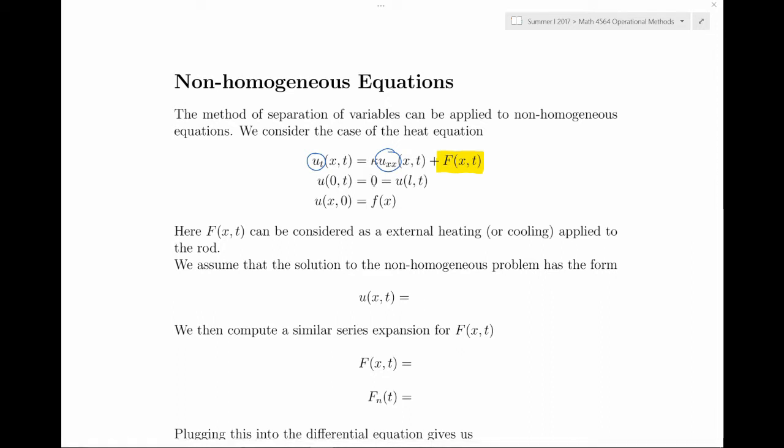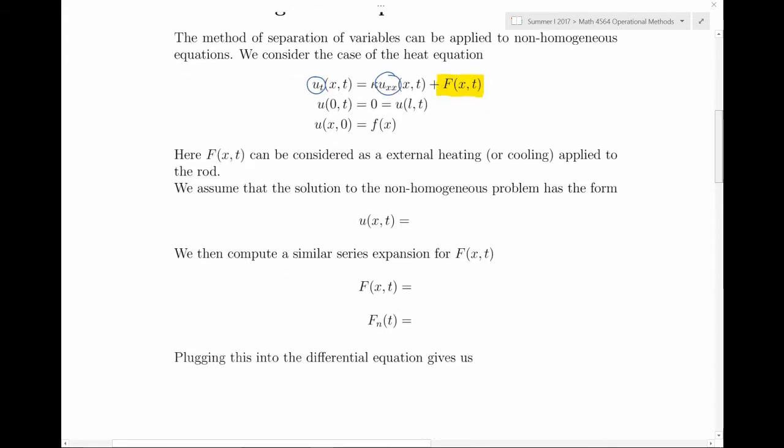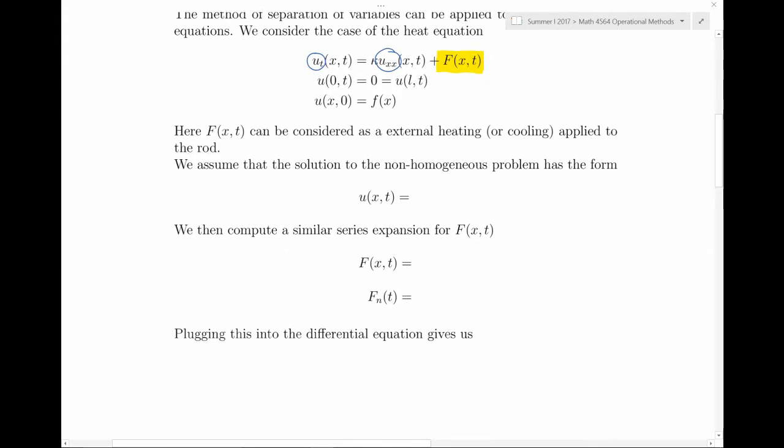The big question is, how should we alter our method of separation of variables to accommodate an extra term in the differential equation? And the answer is we use the previously derived results to guess the form of the solution, and thus derive the solution for this particular problem. In the case of a homogeneous equation, the solution was always some kind of a sum. And in the case of the zero boundary conditions, it was always a sum in terms of n going from 1 to infinity of some function of t times sine of pi n x over L.